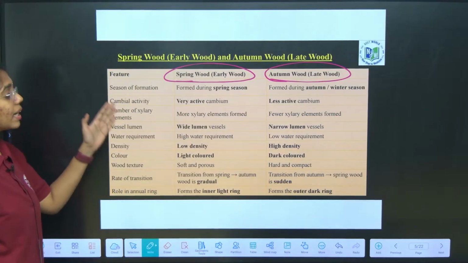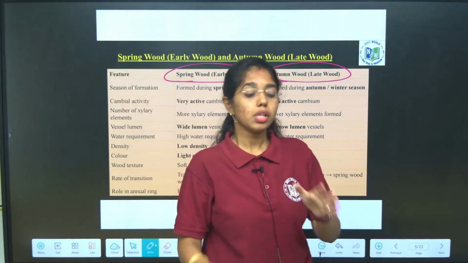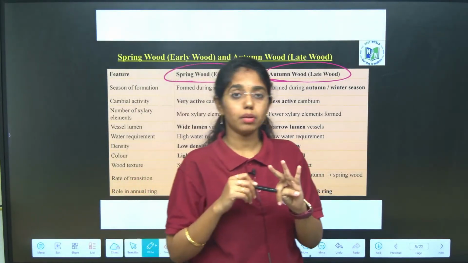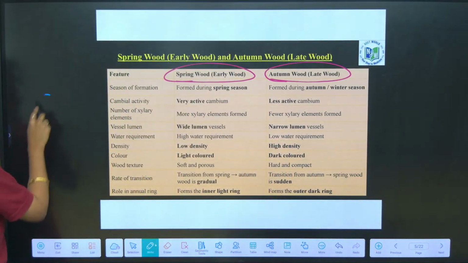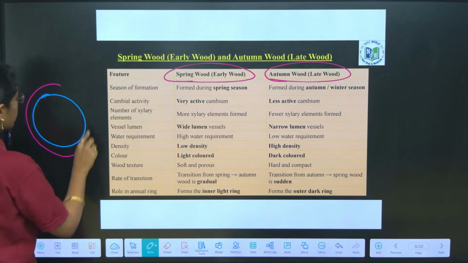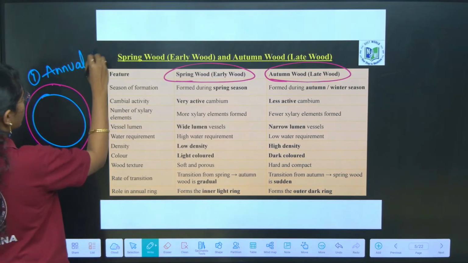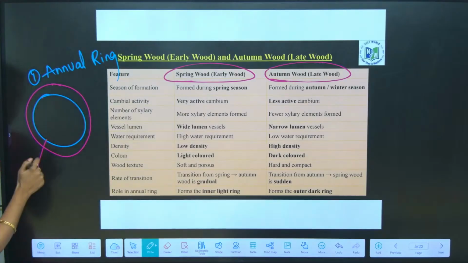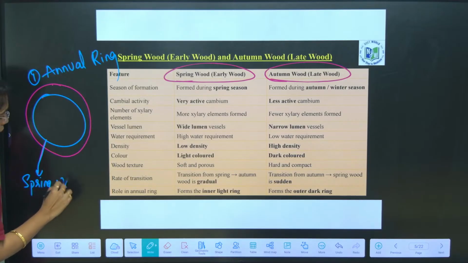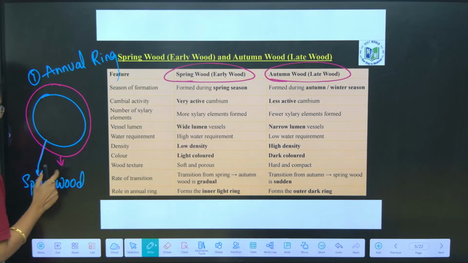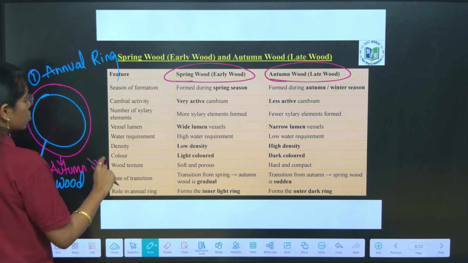You see the clear differentiation between spring wood and autumn wood, because many a times we get questions on spring wood, autumn wood and heartwood, sapwood. Here you will get layers. One complete ring of spring season and autumn season is known as one annual ring. This is spring wood, one spring wood and one autumn wood is known as one annual ring.